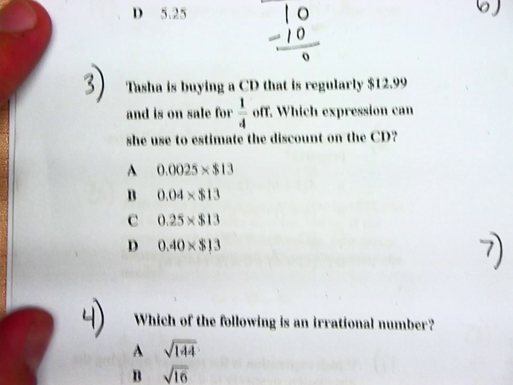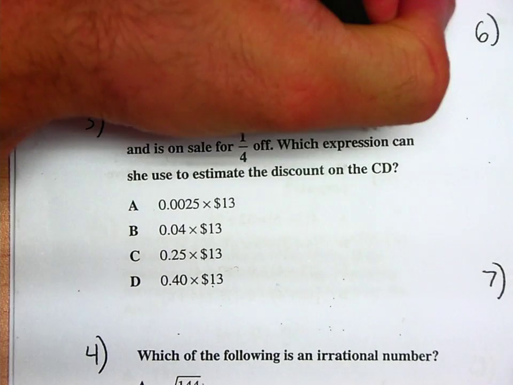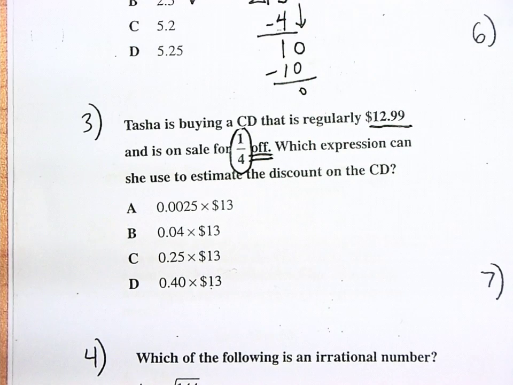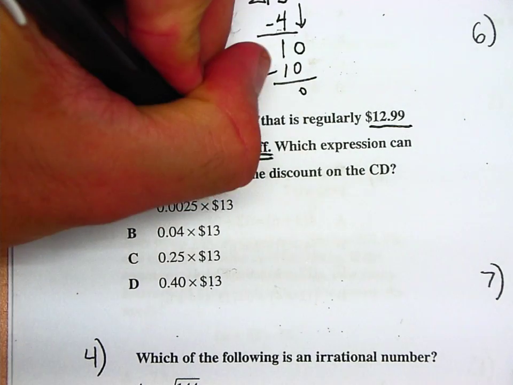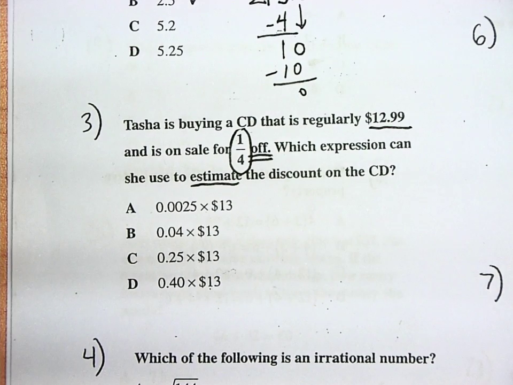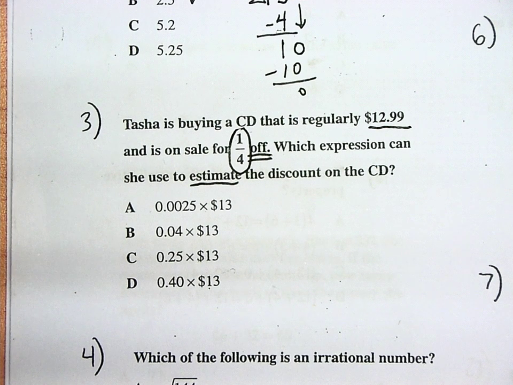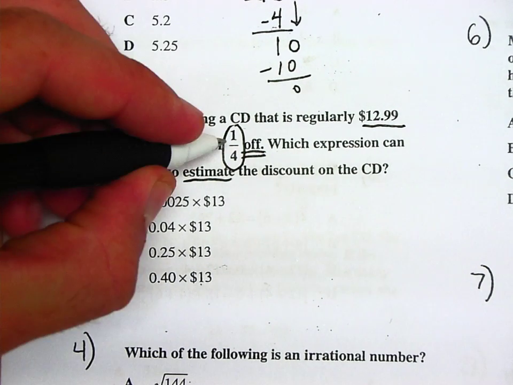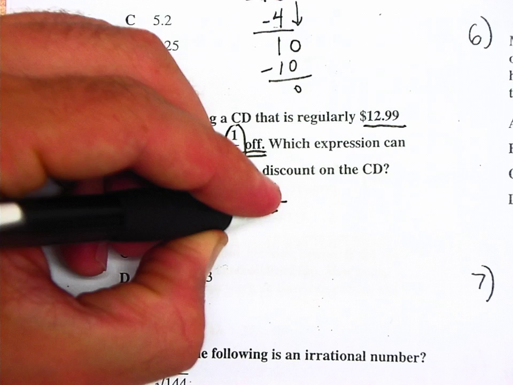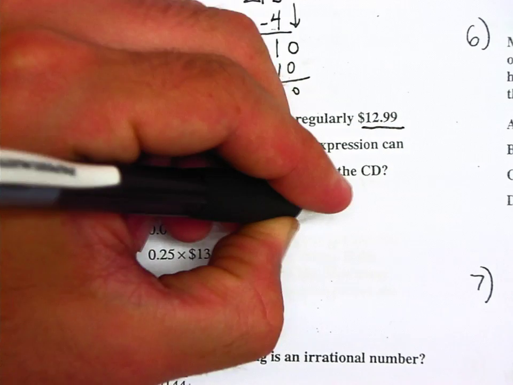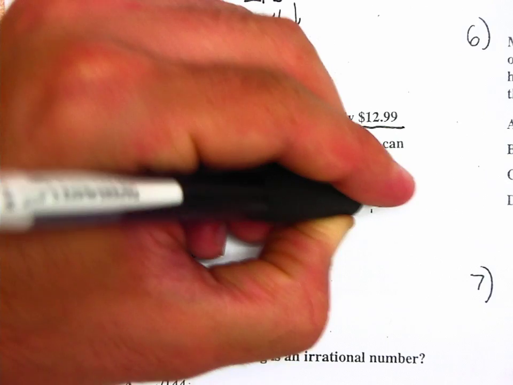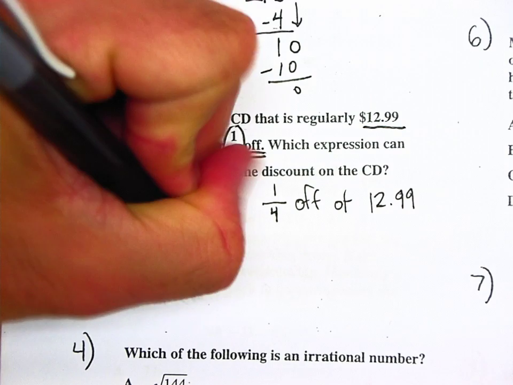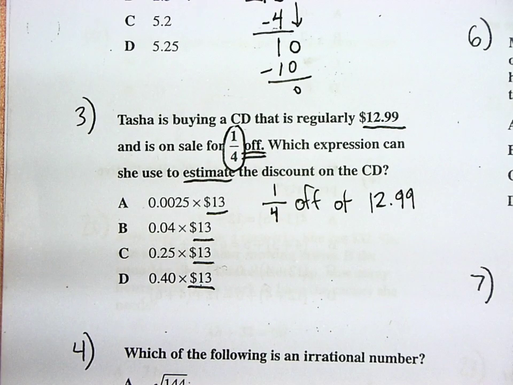Moving on to number 3. Tasha is buying a CD that is regularly $12.99 and is on sale for 1/4 off. Which expression can she use to estimate the discount on the CD? So this is definitely asking for me to use my skills with discount, but it's also asking me to estimate. So first, I know that I want to figure out 1/4 off of $12.99. And looking at my options, it's pretty clear here that the problem rounded $12.99 to $13.